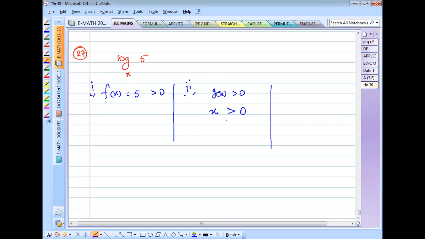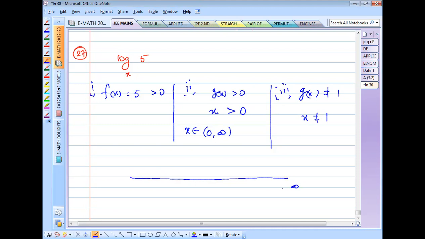That means more than 0, you know, that is 0 to infinity, right? Yeah. According to this situation. And the third condition says g of x not equal to 1. That means x should not be equal to 1. So take the real line, with plus infinity and minus infinity, and mark the respective values. Actually, we have the numbers 0, 1, and plus infinity.